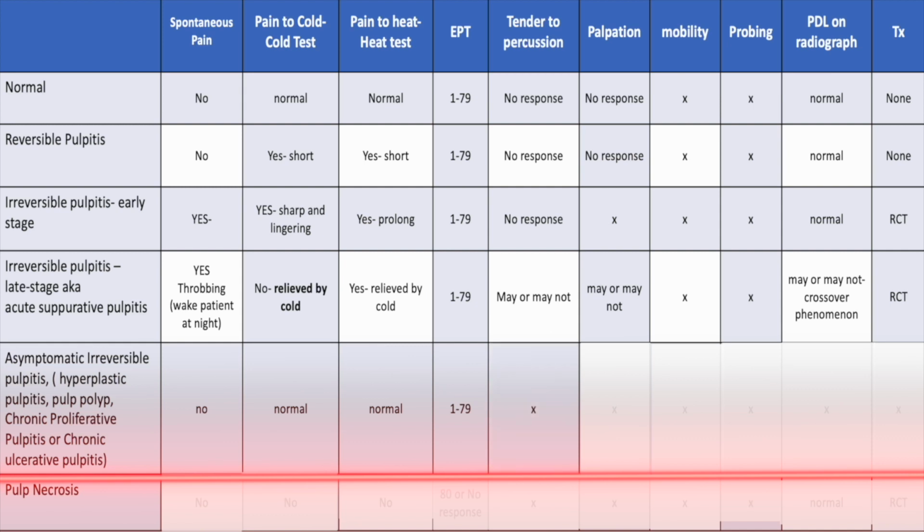Would you see tenderness to percussion? We are not sure. Even if it is, it is due to the periapical diagnosis, not because of the pulpal diagnosis. So is palpation, mobility, probing, anything on the radiograph, none of that is going to be related to the asymptomatic irreversible pulpitis. Treatment, you are not sure yet. I have put a cross there because we don't know the treatment yet.